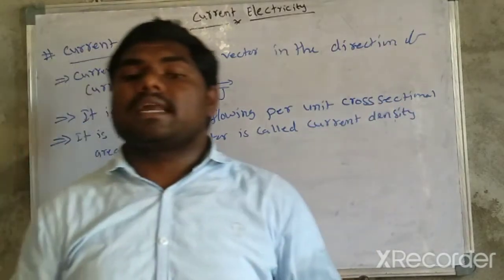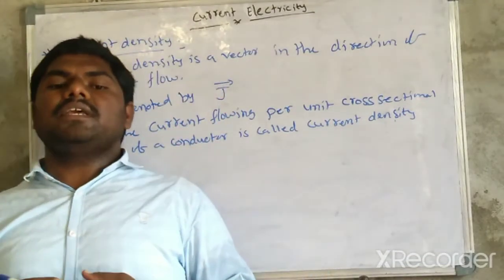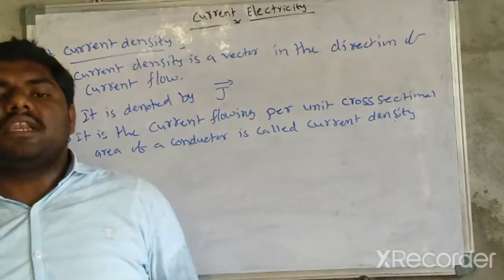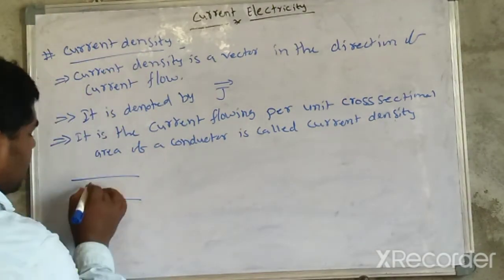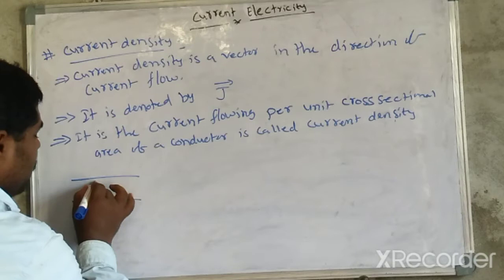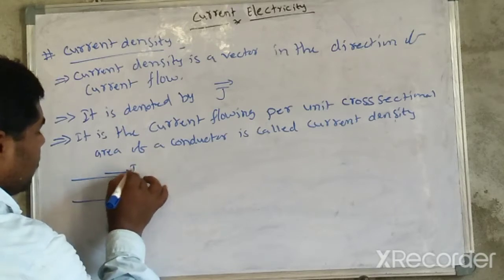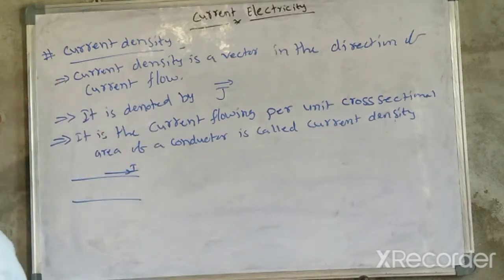So this is called current density. Let us consider a cylindrical conductor. This is the one cylindrical conductor. Here the current flows like this, so this is the direction of the current flow.